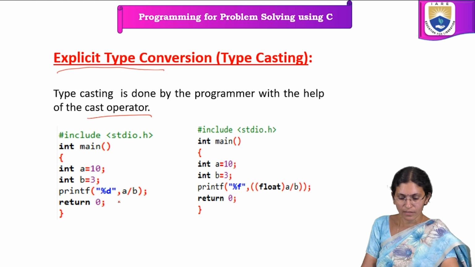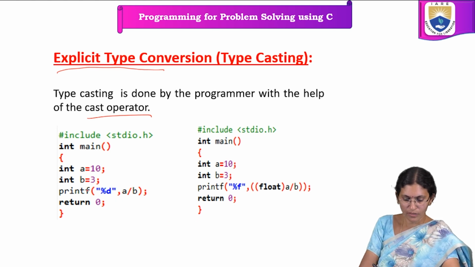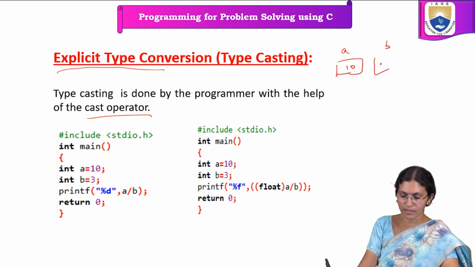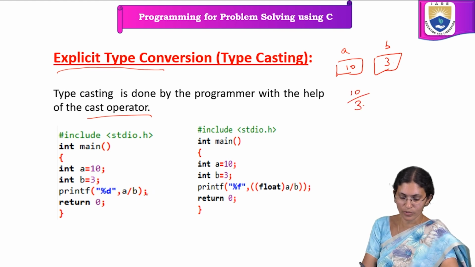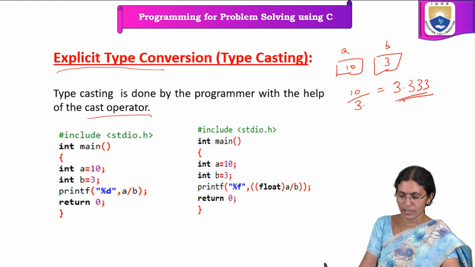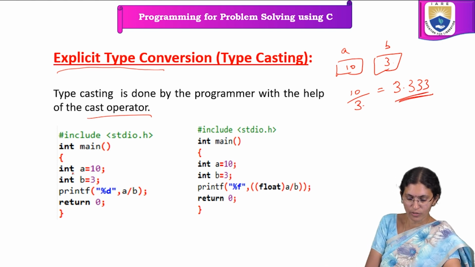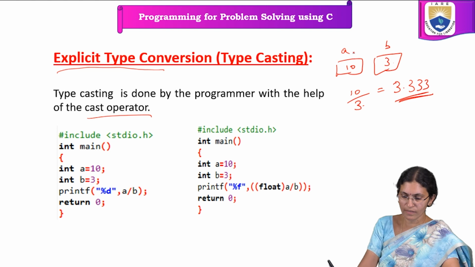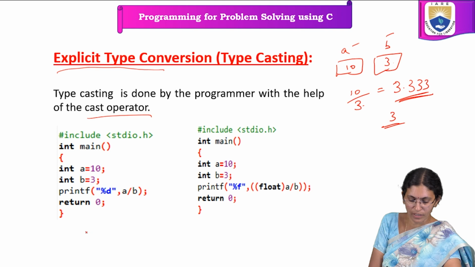Let us understand it with the help of programs. Suppose we are performing arithmetic operations here. There are two variables belonging to integer type: a is equal to 10 and b is equal to 3. Both are integer type. When you perform the operation 10 divided by 3, the output should be 3.333. But when you perform a division with both as integer type, the output you get is 3. So the output of this program will be 3 only.